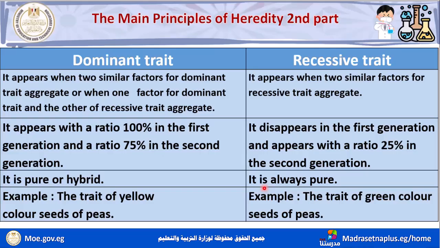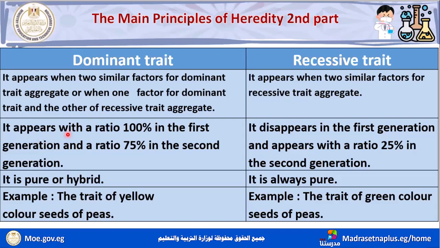Comparison between dominant trait and recessive trait. Okay. The dominant trait appears when two similar factors for the dominant trait aggregate, or when one factor for the dominant trait and the other of the recessive trait aggregate. Two options, okay, for the dominant trait to appear. While the recessive trait appears only when two similar factors for the recessive trait aggregate. One option, okay, for the recessive trait to appear.